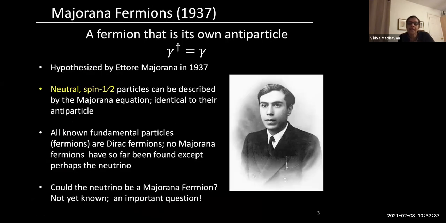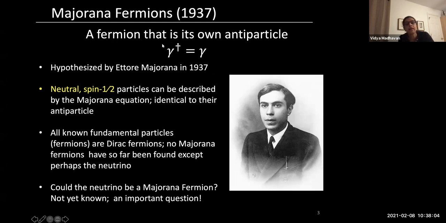So it was in 1937 that Ettore Majorana postulated the existence of these kinds of particles. A Majorana fermion, which is named after him, is a particle that is its own antiparticle. These are fermions that behave in this way. So they're necessarily neutral spin half objects.